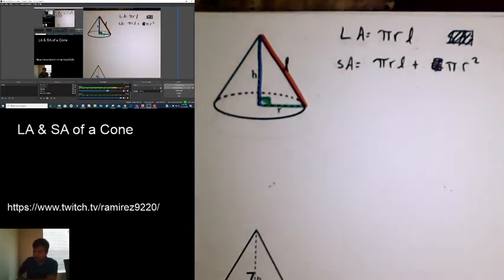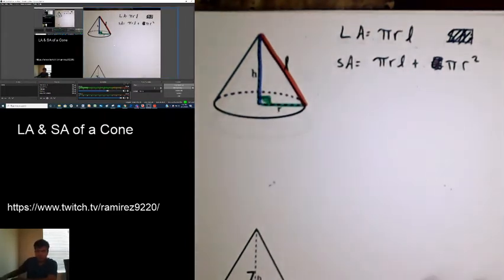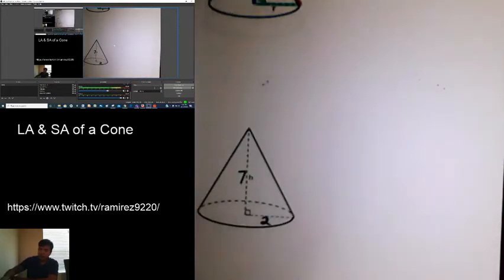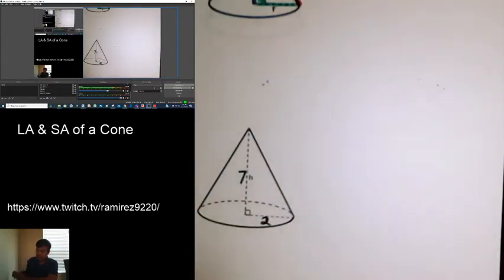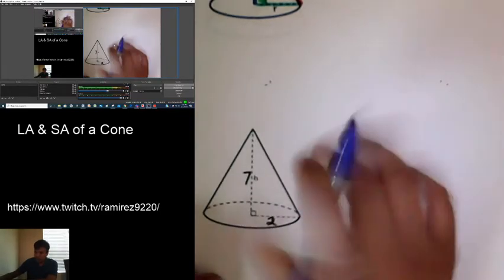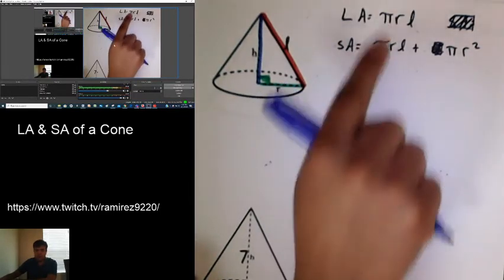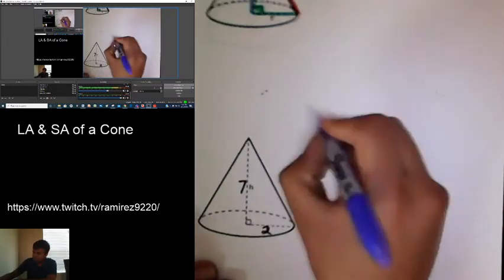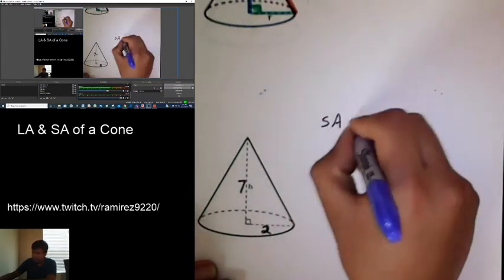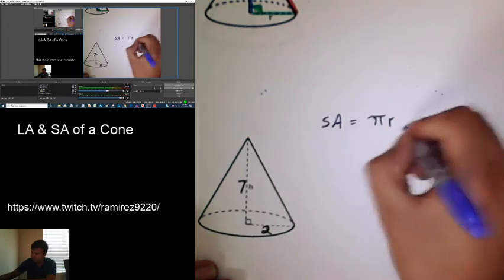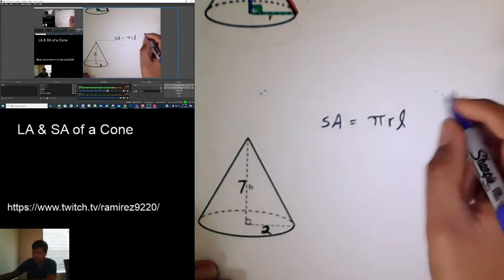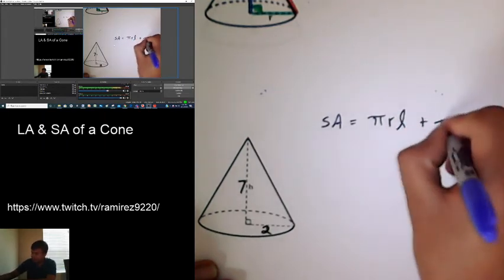I'm going to go ahead and give you an example. In the example below, we're going to calculate the total surface area, and at the same time, we're going to end up calculating the lateral area. Just keep that in mind. So surface area, again, is pi r L, where L stands for the slant height, plus pi r squared.